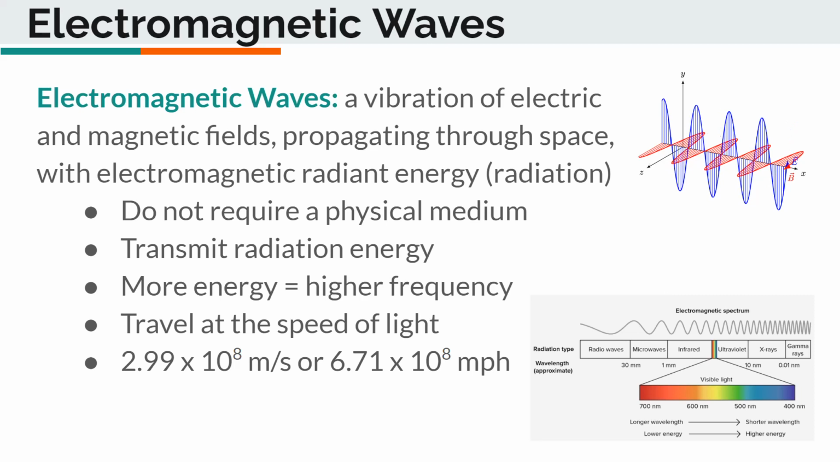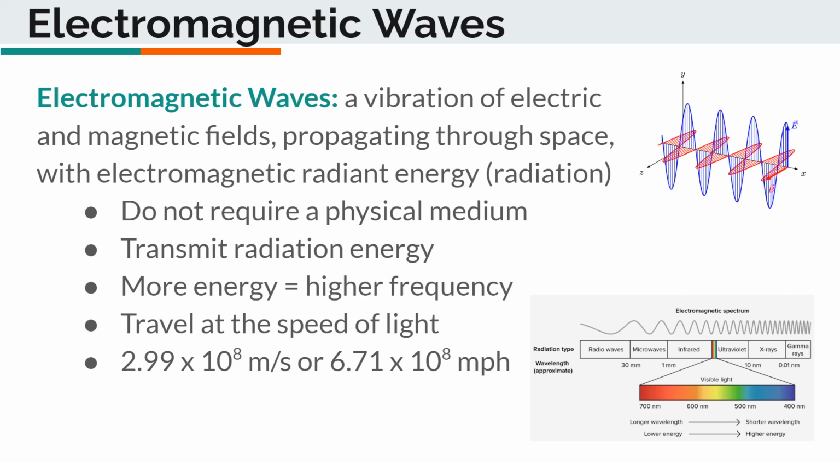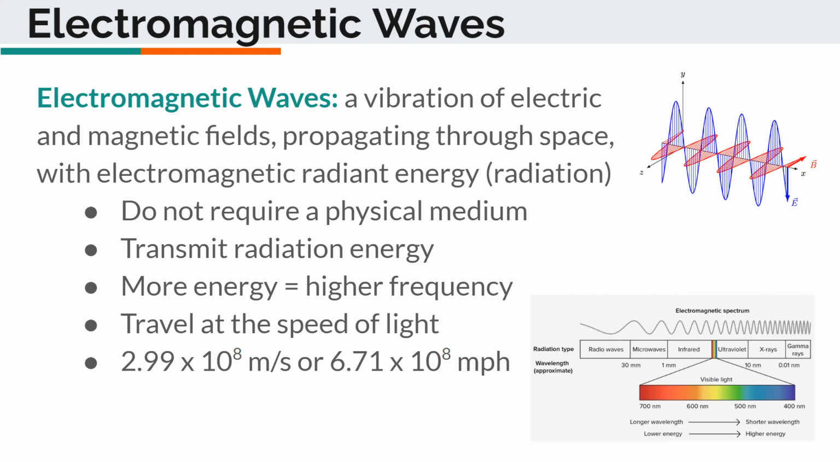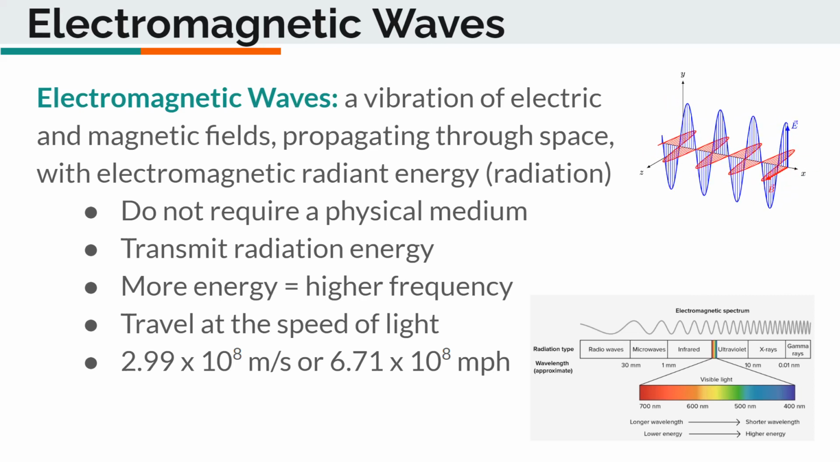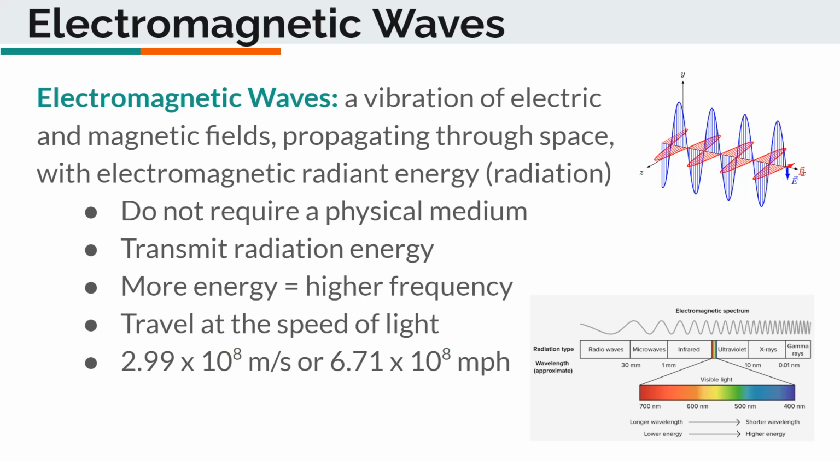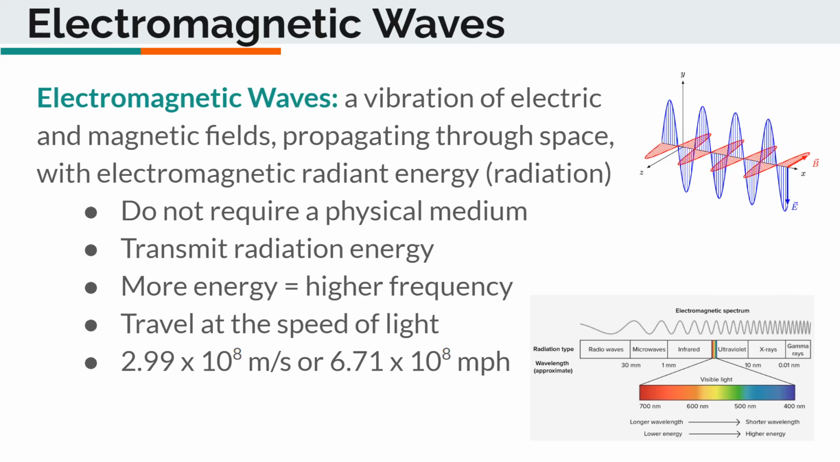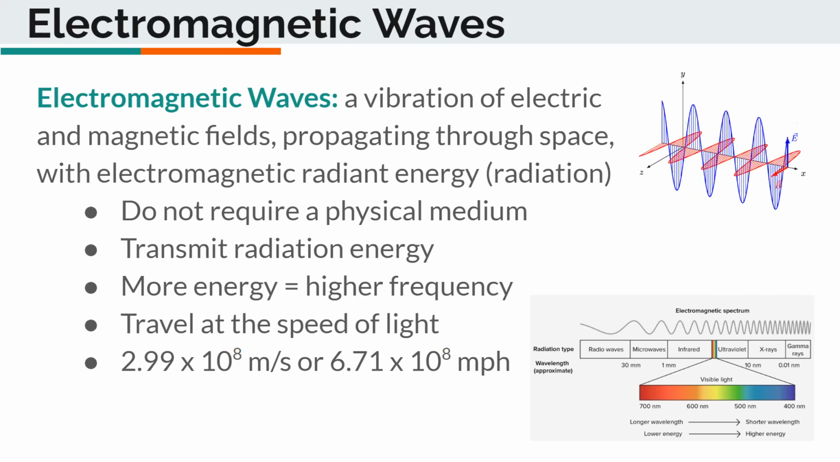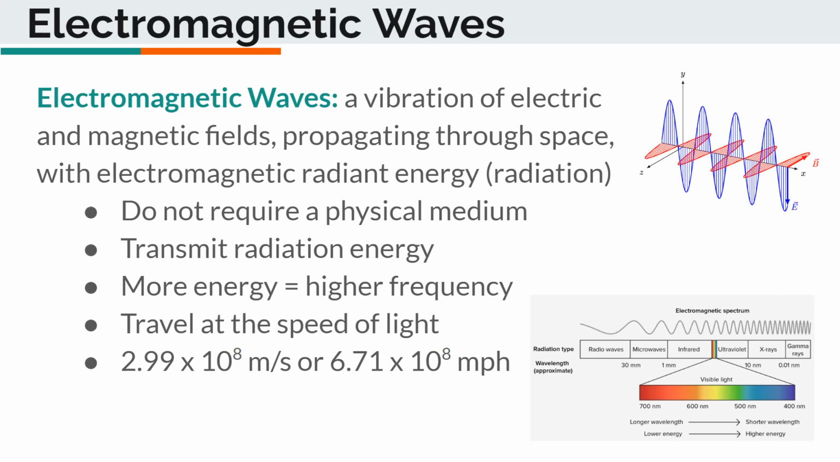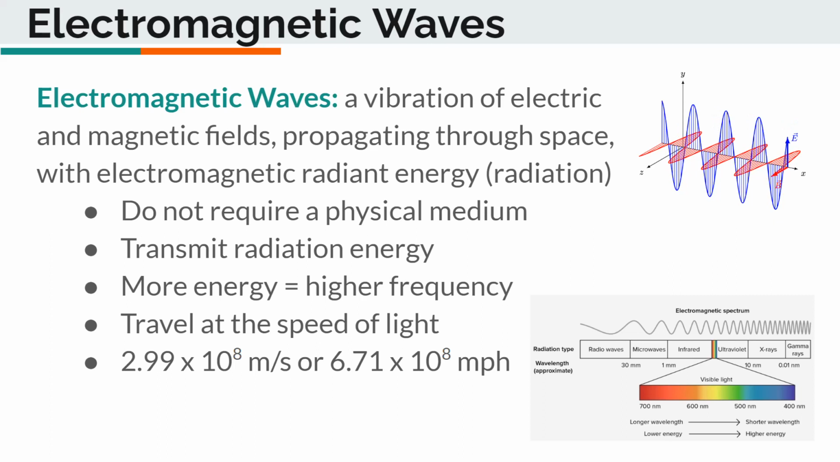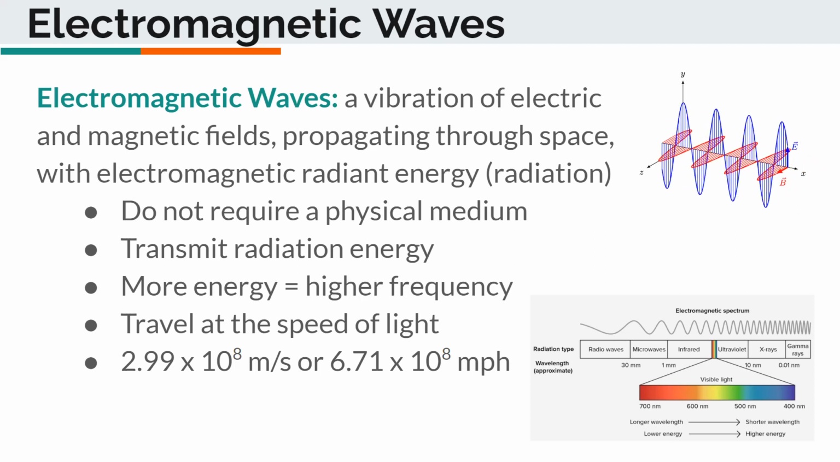They transmit radiation energy. They're going to have more energy if they have a higher frequency. They travel at the speed of light, which is 2.99 times 10 to the 8th meters per second, or 6.71 times 10 to the 8th miles per hour. So these electromagnetic waves do include visible light. I said they travel at the speed of light. Visible light is part of that spectrum.